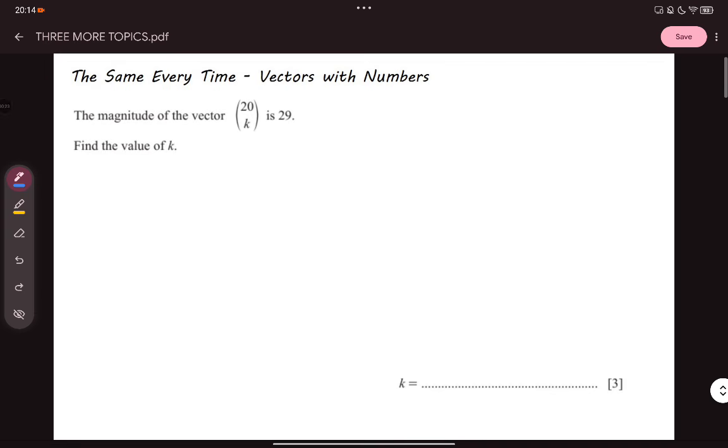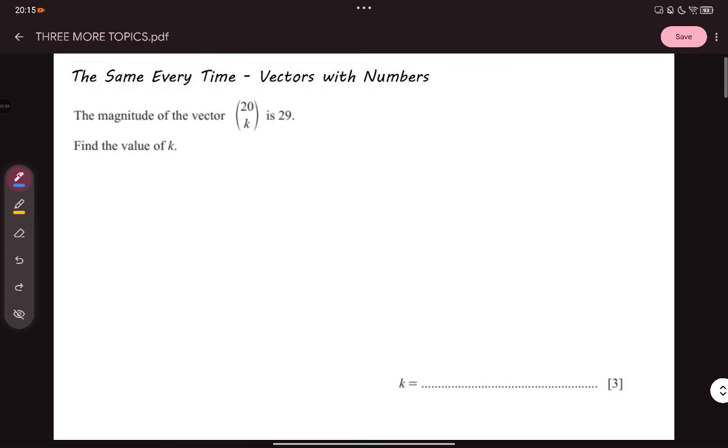Well, this question looks different to the questions we've done so far, but actually it is the same every time. The magnitude of the vector 20, k is 29. Find the value of k. My advice in this kind of situation is just start the question, do something and see what happens. Let's start as if we knew what the value of k was and we were finding the magnitude. If you want to pause the video and have a go, I'm going to try this question myself.